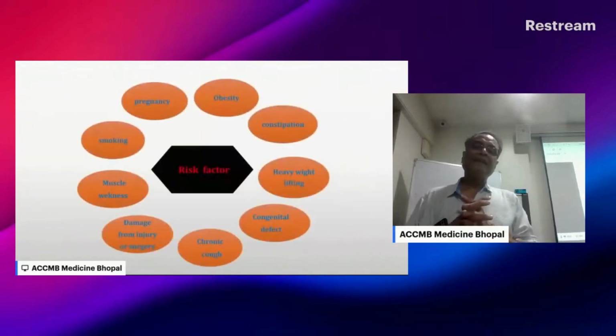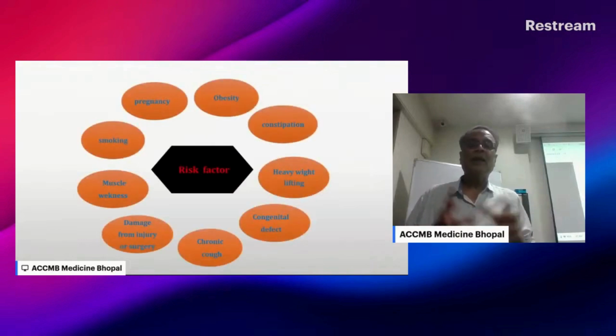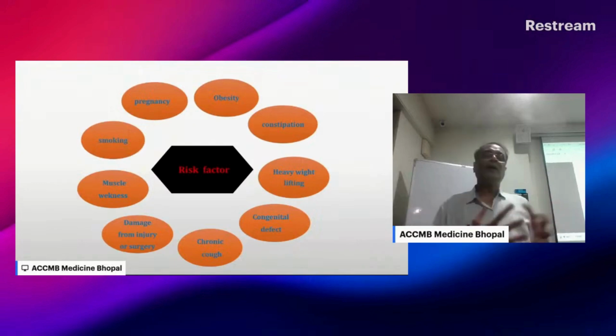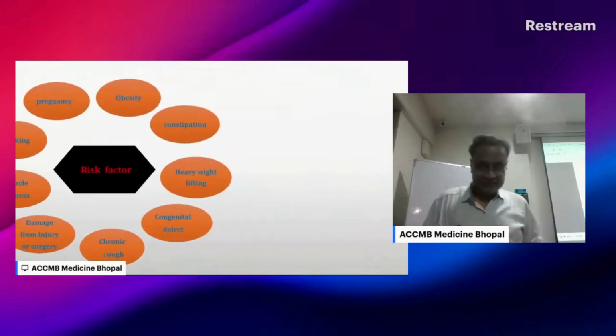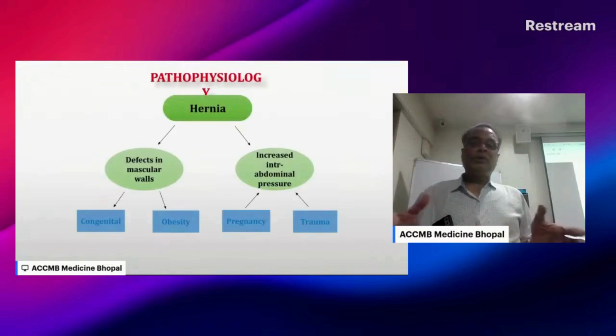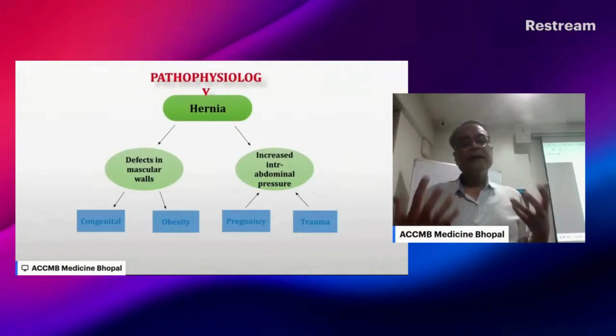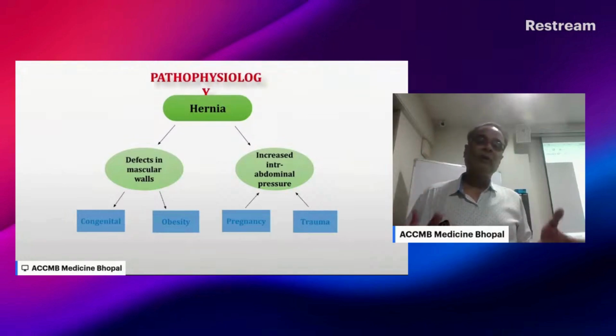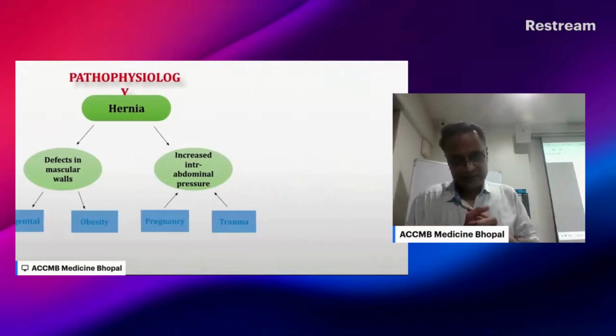These are the different risk factors for development of hernia: obesity, constipation, heavy weightlifting, congenital defect, chronic cough, muscle weakness, smoking, pregnancy. All these things lead to hernia formation. All these things lead to a defect in the muscular wall. Then there will be increased abdominal pressure, which will lead to the formation of hernia.